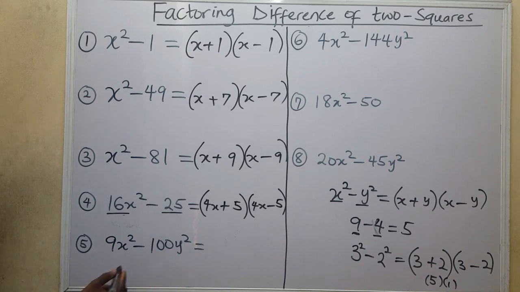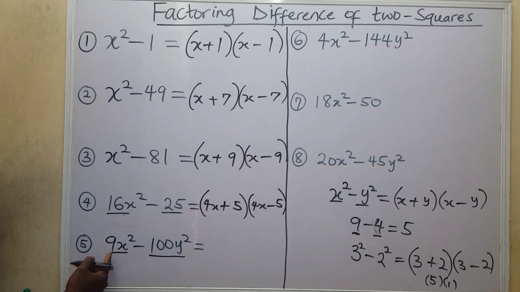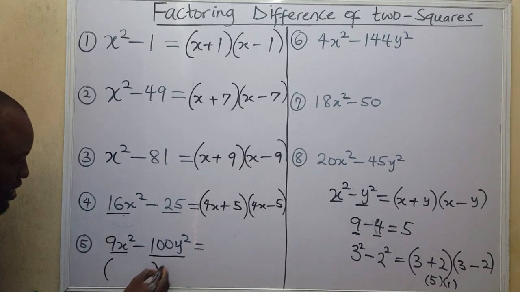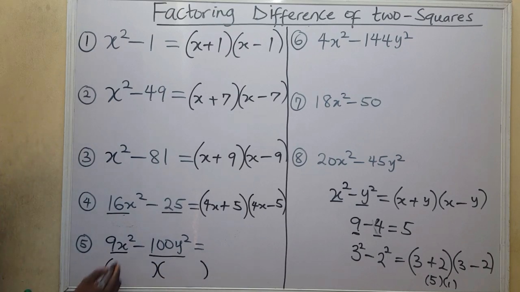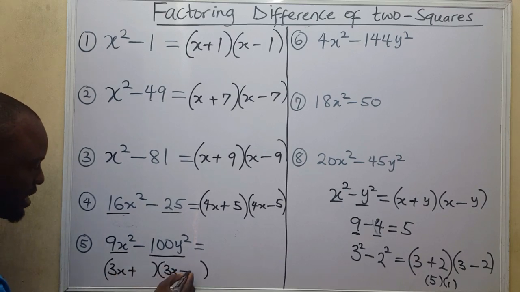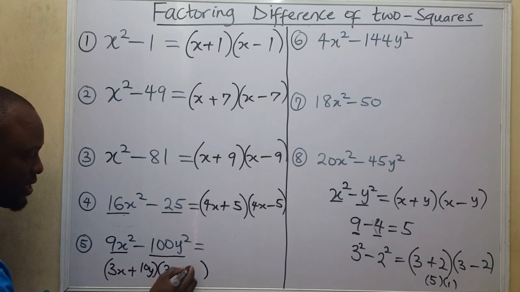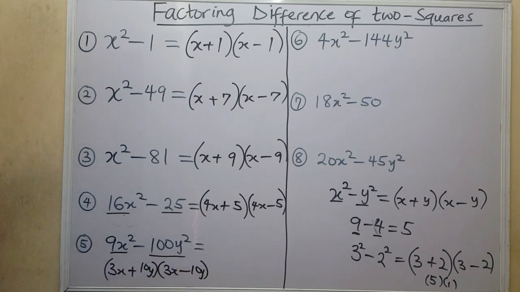Now let's solve this. The same thing we're going to apply here. This is a perfect square. That is a perfect square. So this will be 3x, because 3x times 3x will give me 9x squared. So I'll have my parentheses, and then here I have 3x. On the other side I have 3x. I have a plus here, a minus on the other side. 100y squared simply means 10y times 10y. So 10y will be here, 10y will be on the other side.